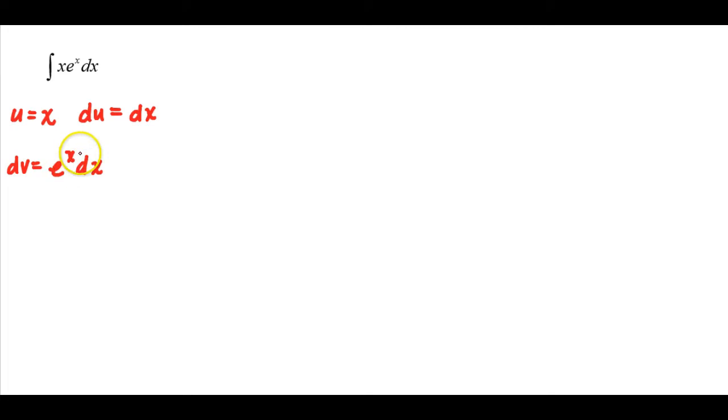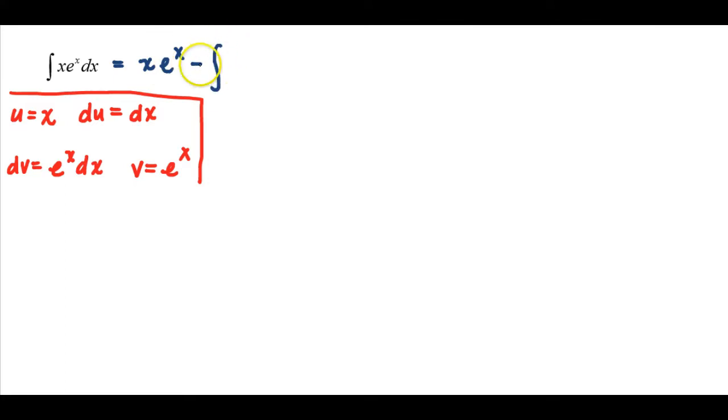So the integral of e to the x is just e to the x. So that allows me to find v easily as just e to the x. So now here is my scratch work, or my parts, all the parts that I need to apply the formula. So now I need u times v, so we have x times e to the x minus the integral of v du. So v is e to the x and du is dx.